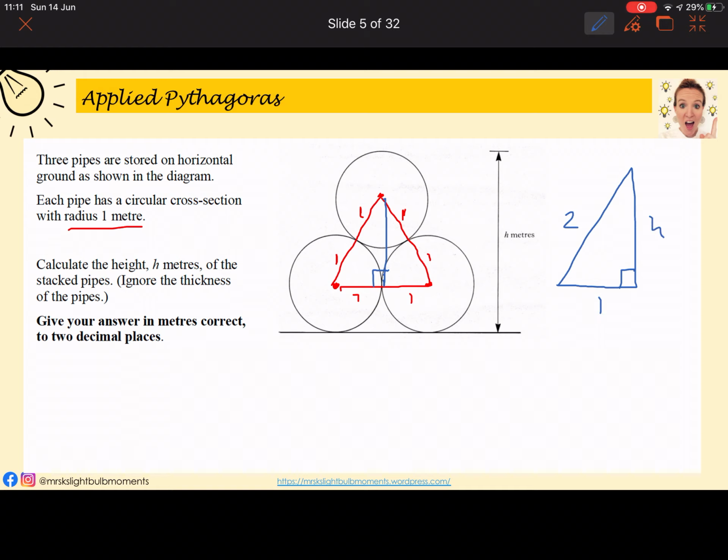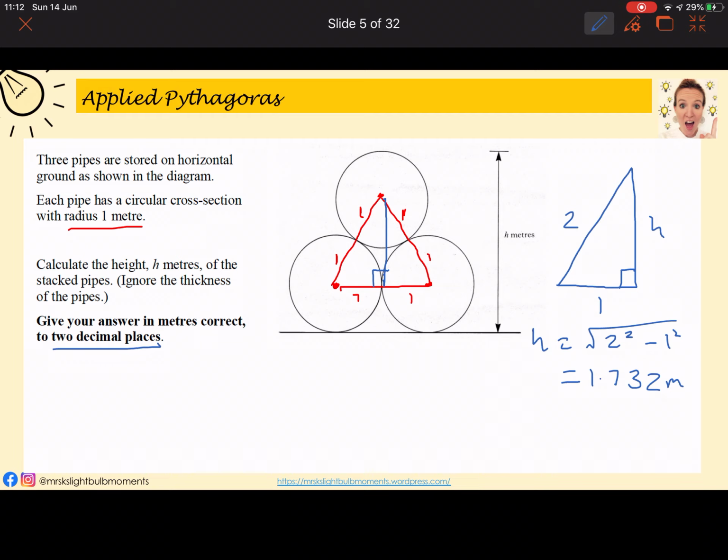So our height there would be the square root of 2 squared minus 1 squared. So that would give us 1.732 metres. Now I'm going to leave it to 3 decimal places for now because my answer, if you read the question there, it says to 2 decimal places. So let's just leave it in our working to 3 decimal places.